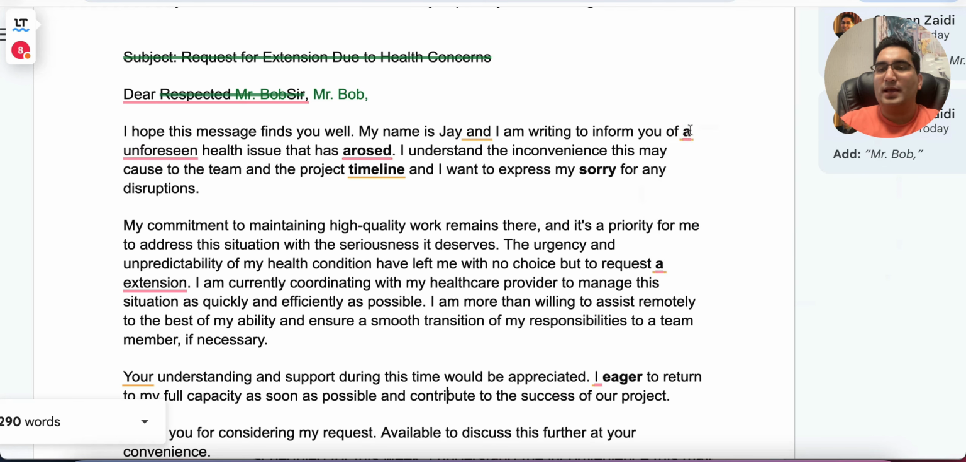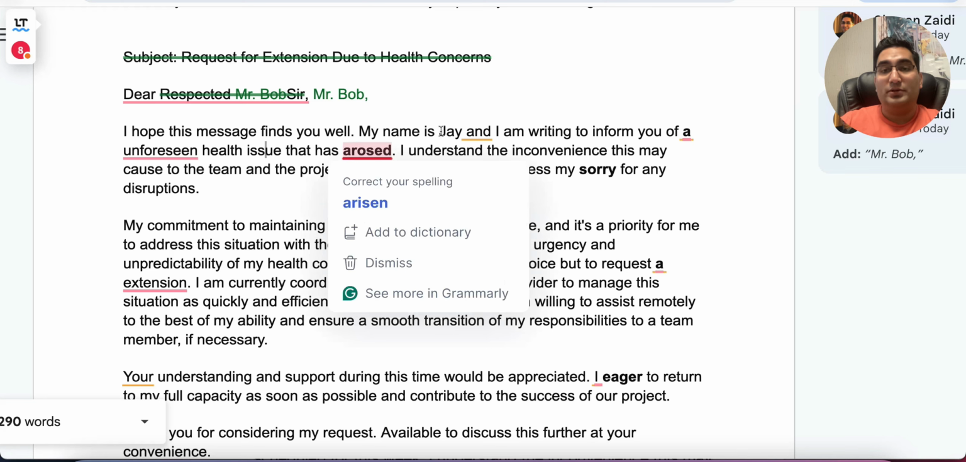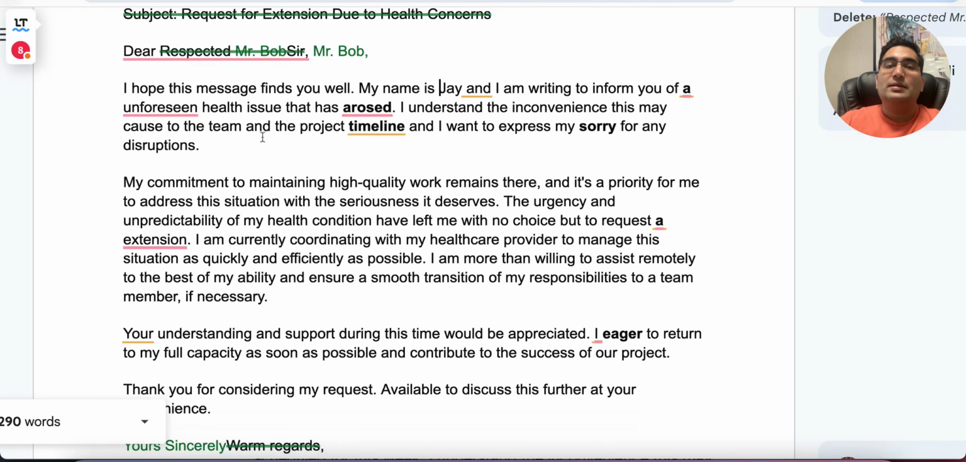"A unforeseen" should be, as you can see in the suggestion, "an unforeseen has arisen," not "arose." That's not a word. "Team and the project timeline." What's this? I understand the inconvenience this may cause to the team and the project timeline. Okay, there should be a comma here, guys.